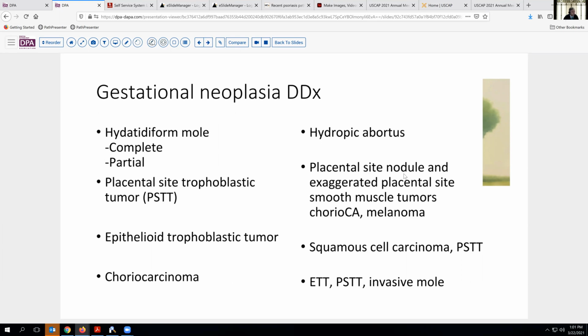PSTT can be confused with a placental site nodule or an exaggerated placental site, as well as some smooth muscle tumors, including choriocarcinoma and occasionally melanoma. Epithelioid trophoblastic tumor is most commonly mistaken for squamous cell carcinoma, but sometimes can resemble a placental site tumor. Both of these are quite rare lesions, and examples are a little bit hard to come by. And finally, choriocarcinoma is becoming less frequently encountered, but still is an important consideration in some areas of the world, and certainly needs to be distinguished from the other trophoblastic neoplasms, invasive mole, and other high-grade malignancies on occasion.